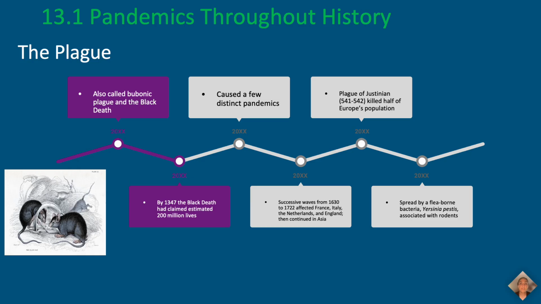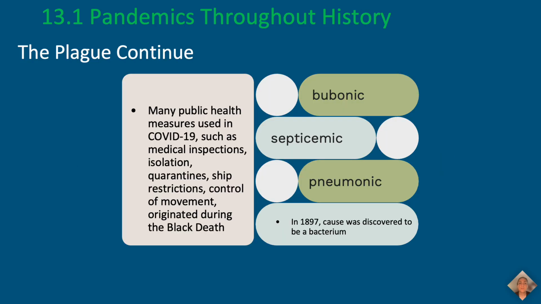And then after that, successive waves from 1630 to 1722 affected France, Italy, Netherlands, and England, and then continued in Asia. So this was spread by a flea-borne bacteria and was really associated with rodents. So the plague presented as bubonic, septicemic, and pneumonic, and in 1897 the cause was discovered to be a bacterium. Many public health measures used in COVID-19, such as medical inspections, isolations, quarantines, ship restrictions, and control of movement, really originated. We saw these same things happening during the Black Death.